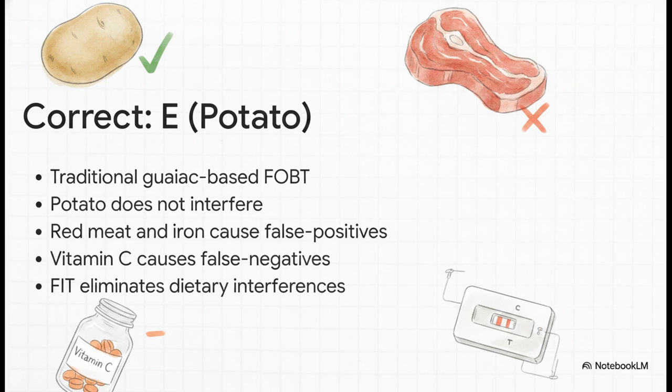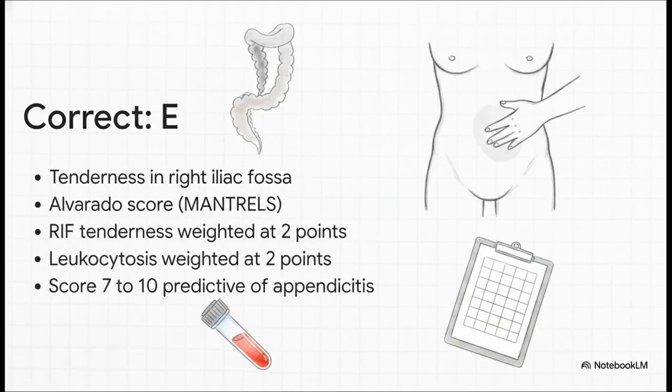However, false positive promoters include things like red meat, turnips, broccoli, or iron preparations. On the flip side, false negative promoters include high-dose vitamin C, which directly interferes with the oxidation reaction itself. To get around all this, modern screening preferentially utilizes the fecal immunochemical test, or FIT, explicitly to eliminate these pesky dietary interferences.